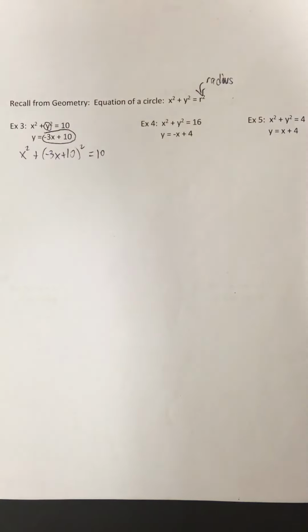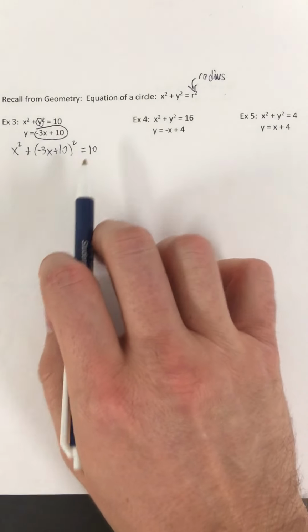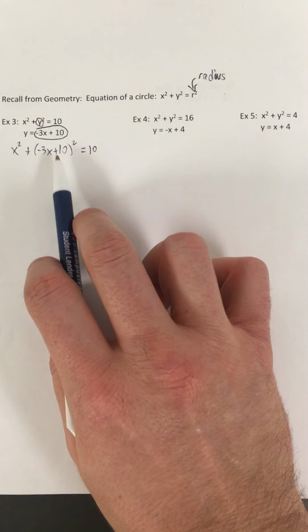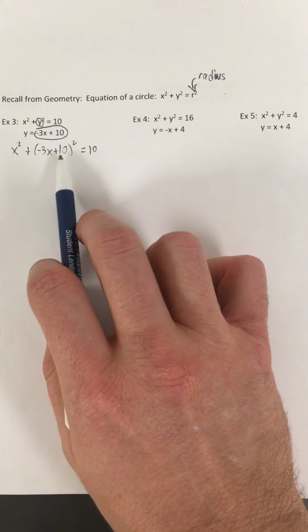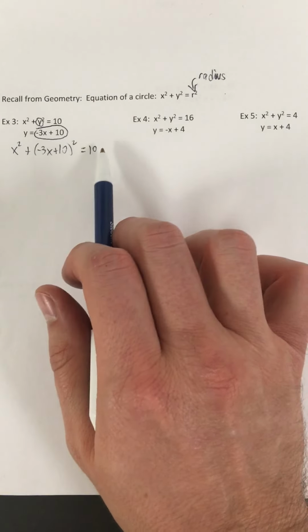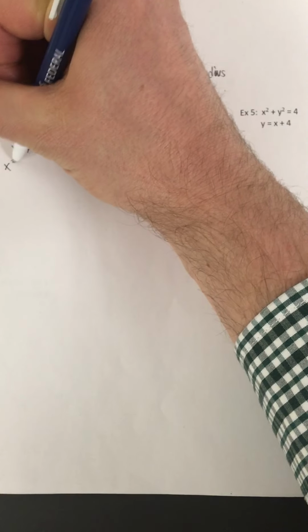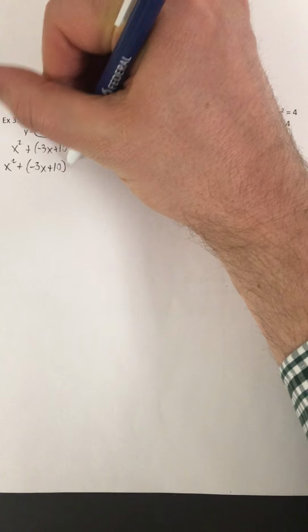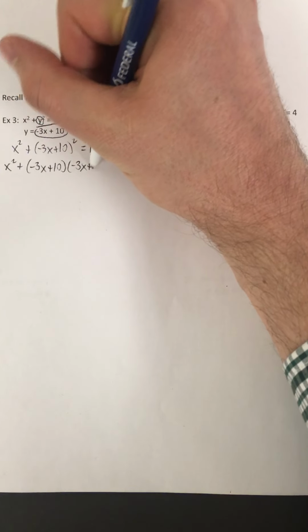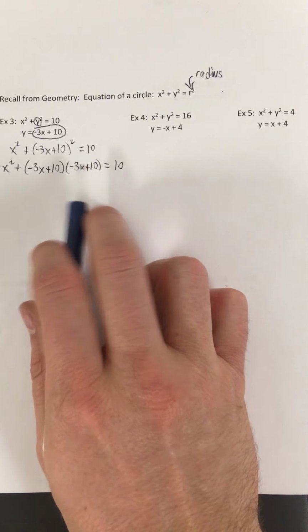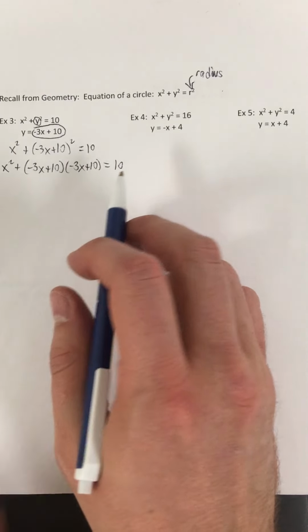Now, here's the part where people tend to mess up. Negative 3x plus 10, squared, is not negative 3x squared and 10 squared. It is negative 3x plus 10 times negative 3x plus 10. So this is x squared plus (negative 3x plus 10) times itself, equal to 10. I'm going to have to multiply each of these terms by each of these terms, basically FOIL, if you remember FOIL.